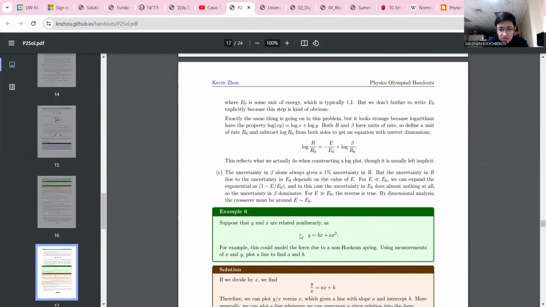Suppose y and x are related non-linearly as this. For example, this could model the force due to non-Hookean spring дейт да. Типа, Hooke'нун законунда могул болчу. Бул жерде квадратный теорем дагы кошулуп калды. Using measurements x, y, plot the line to find a and b. A and b'ни кантип табасың дейт.